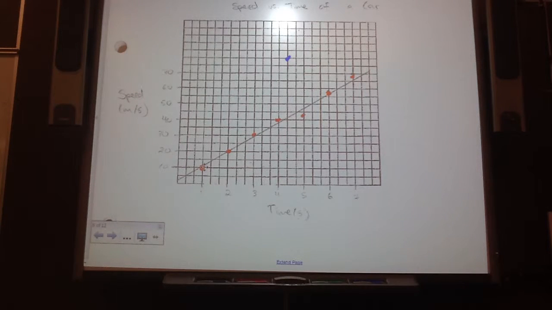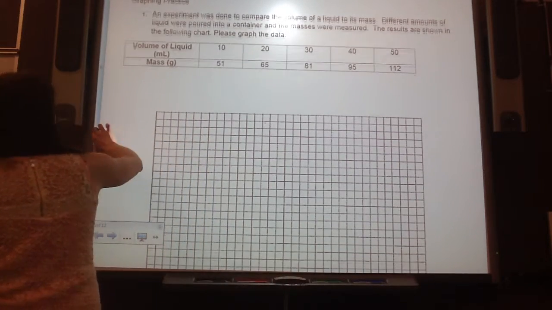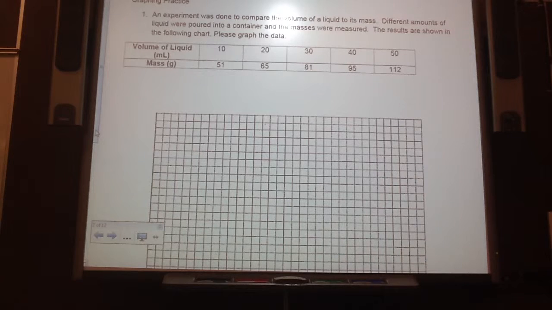So that's great. Let's move on to the next one, and we're going to discuss the variables before you start, just to make sure we've got it. This is where we have to read the experiment to make sure we know what variables we're using. It says, an experiment was done to compare the volume of a liquid to its mass. This was the example I discussed earlier. Different amounts of liquid were poured into a container. That's what the person is doing, what they're manipulating. And the masses were measured. That's the key: the masses were measured.